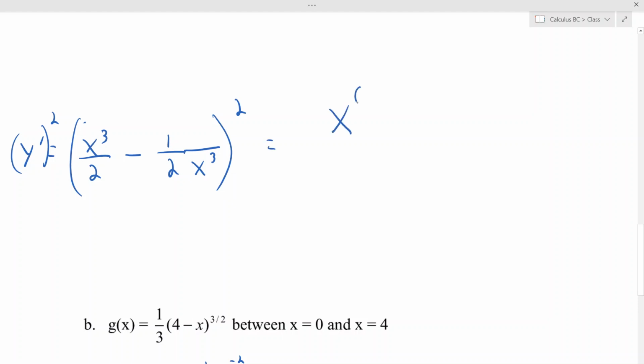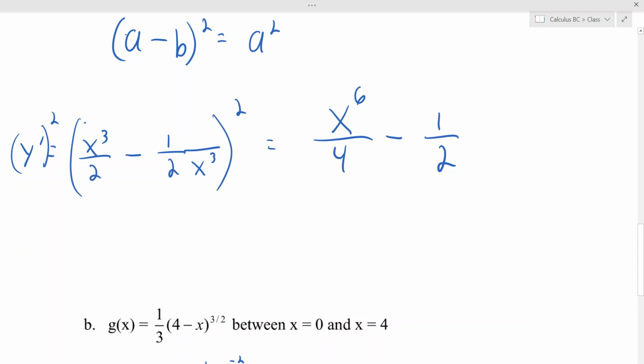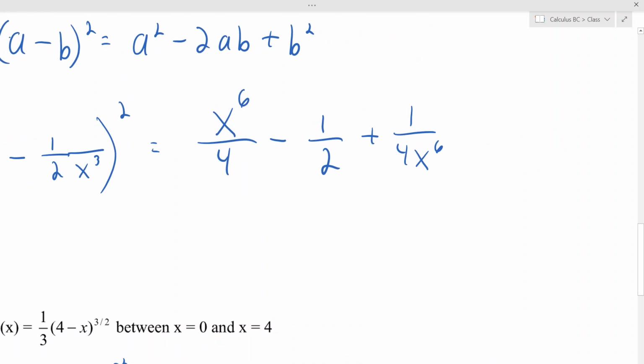So it's going to give me x to the 6th over 4 minus the middle term, which is then multiplied together and doubled. So when you multiply those together, the x cubes cancel and you get a 4th. But you're doubling that, so you really get a half here. And I'm just using this rule here, by the way. When you do this, you get the first thing squared, which is x to the 6th over 4, minus 2 times both of them. That's that half right there, plus the last thing squared. So that's going to be plus 1 over 4x to the 6th. So you can see that this is what happens with this.